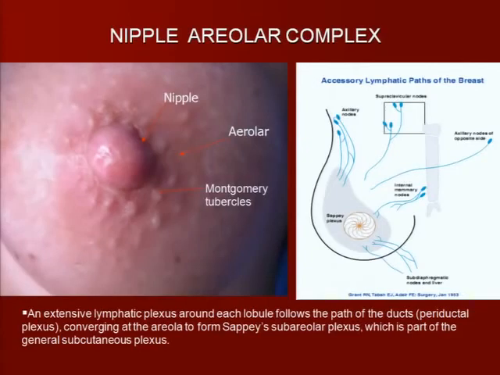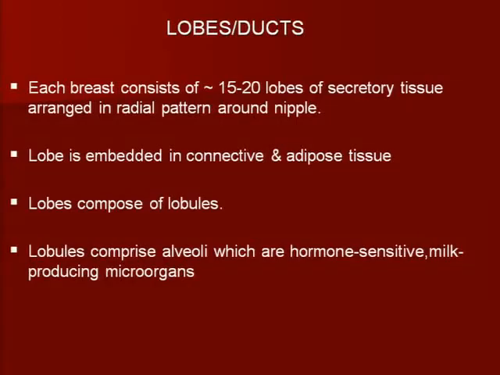And the other thing is, it is also the lymphatic pathway for most cancers. Any cancer that occurs, if you want to see where the sentinel node is, the first node to be affected, you have to inject into the subareolar plexus, and the lymphatic drainage will take the cancer cells right up to the sentinel node. Now we come to lobes and ducts.